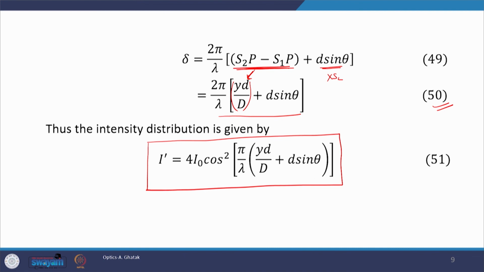In this expression you see an additional phase term, due to the inclination of the plane wave which falls on the source screen.